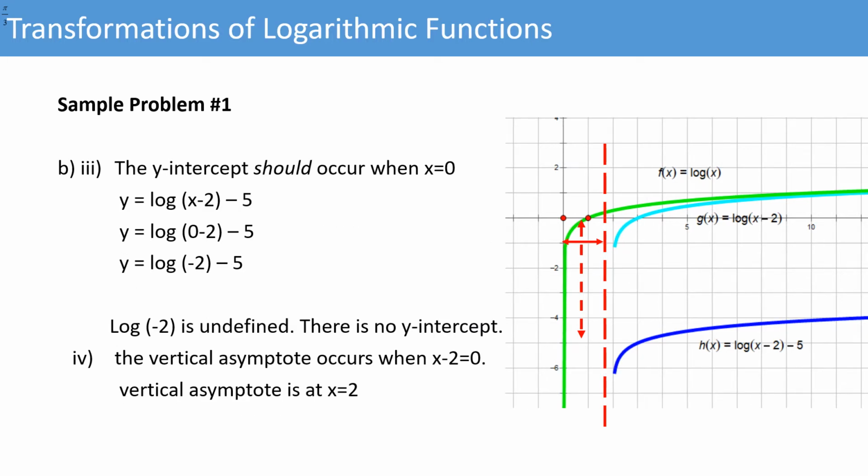The y-intercept, if there is one, should occur when x is equal to 0. But when we substitute x equal to 0 into our log equation, we find that we get log of negative 2, which is undefined. This means that there is no y-intercept. The vertical asymptote will occur when x minus 2 is equal to 0, which is when x is equal to 2.